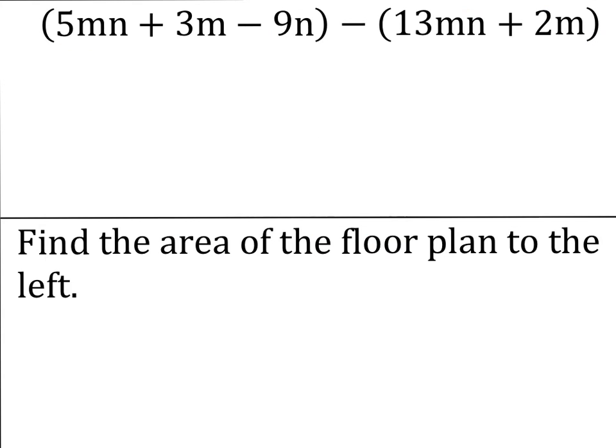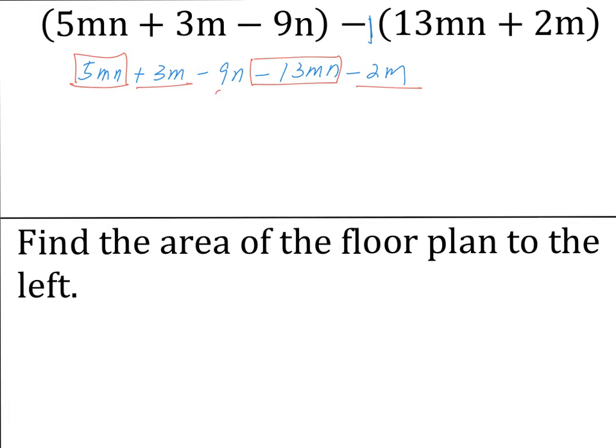-9. In this case, we again need to distribute the -1 here. 5mn plus 3m minus 9n minus 13mn minus 2m. Now let's combine like terms. We have 5mn, -13mn, and then we also have plus 3m and minus 2m, and then negative 9n is by itself. So let's go with this first. So 5 minus 13 makes negative 8mn, and then plus 3 minus 2, so that's plus m, and then minus 9n.